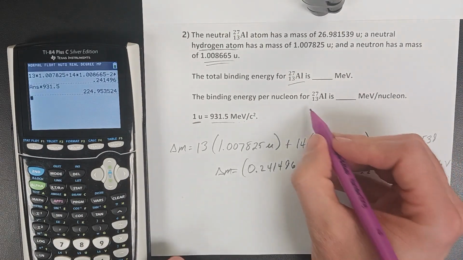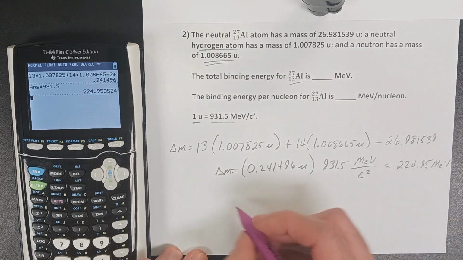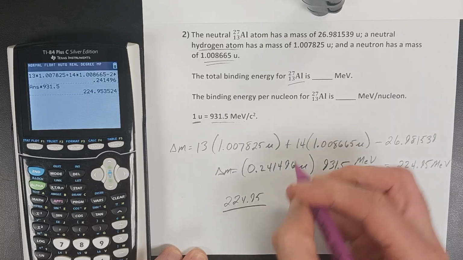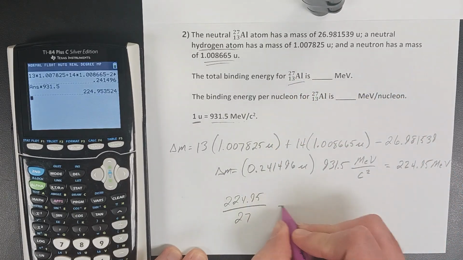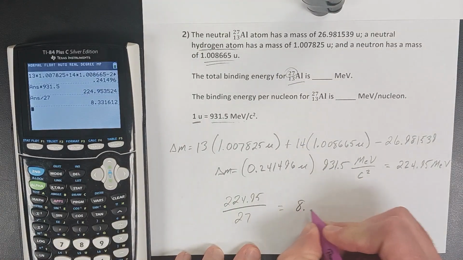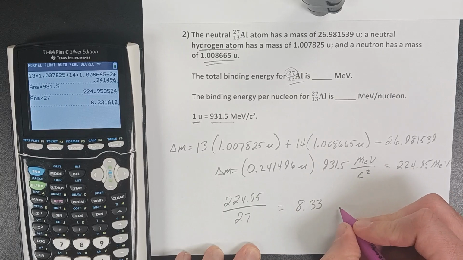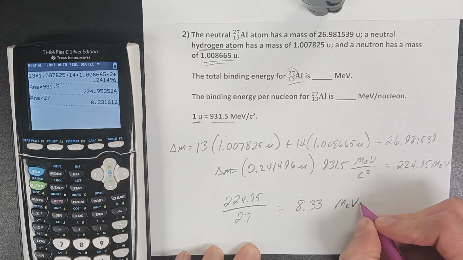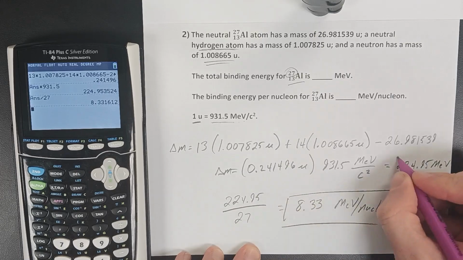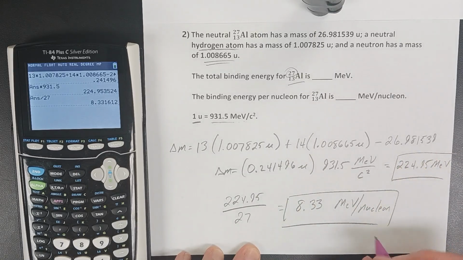Now, we want the binding energy per nucleon. So we're going to take that answer and divide it by 27 nucleons, because that's the mass number here. Divided by 27, we get a value of 8.33 MeV per nucleon. So two answers: the total binding energy and the binding energy per nucleon.